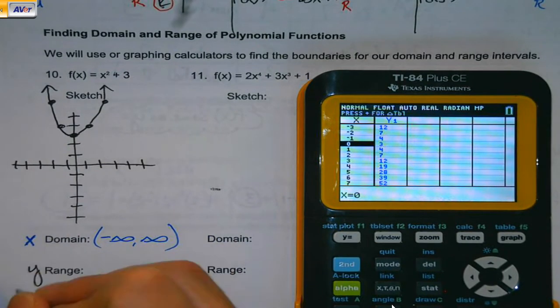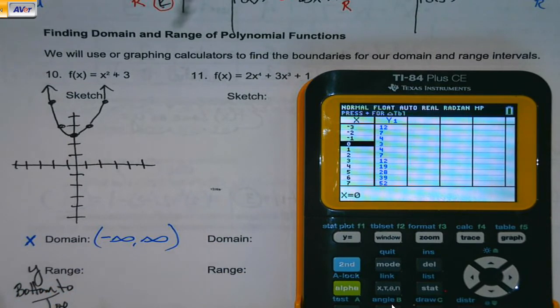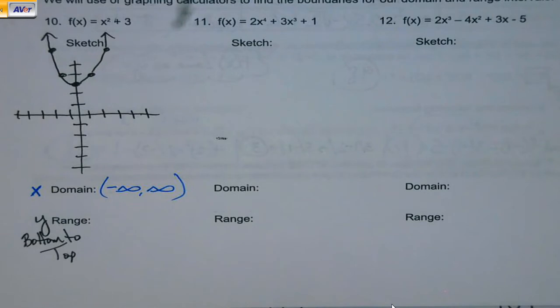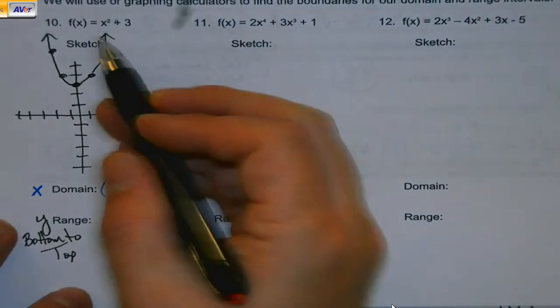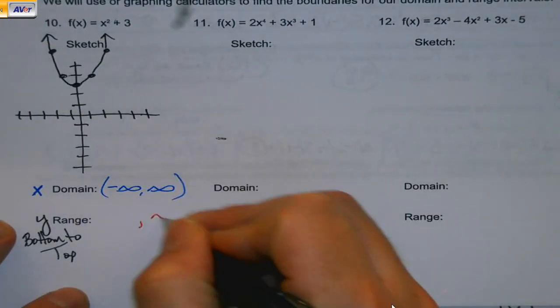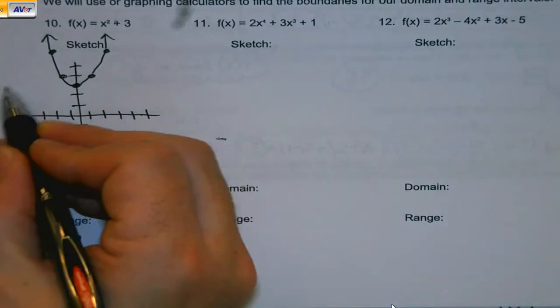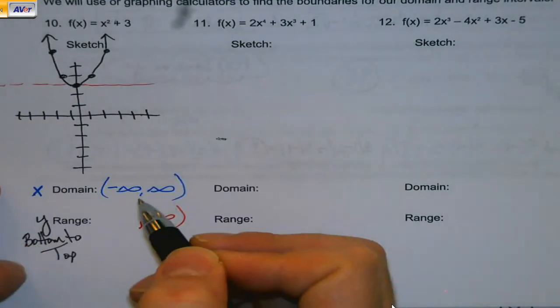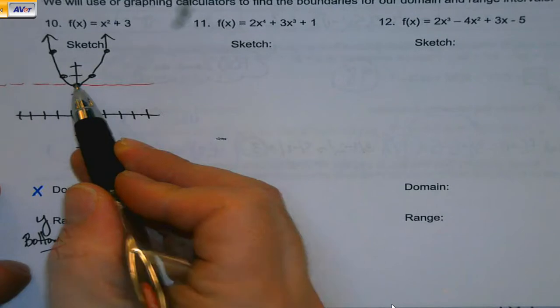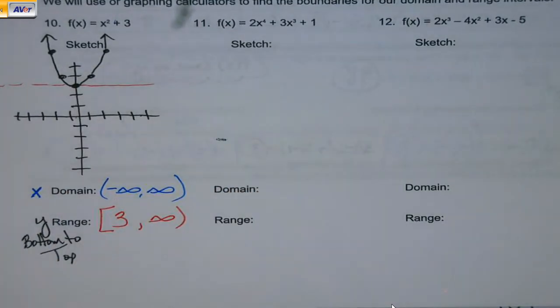Because remember, when we're doing range, that's going to be bottom to top. Move that up a little bit. So when I graph this, I do notice that it goes up forever. So I know it's going to go to infinity, but it doesn't go down forever. The bottom of my graph is right here at 3. And so the range is the part that I may have to think a little bit about, depending on what the picture looks like.